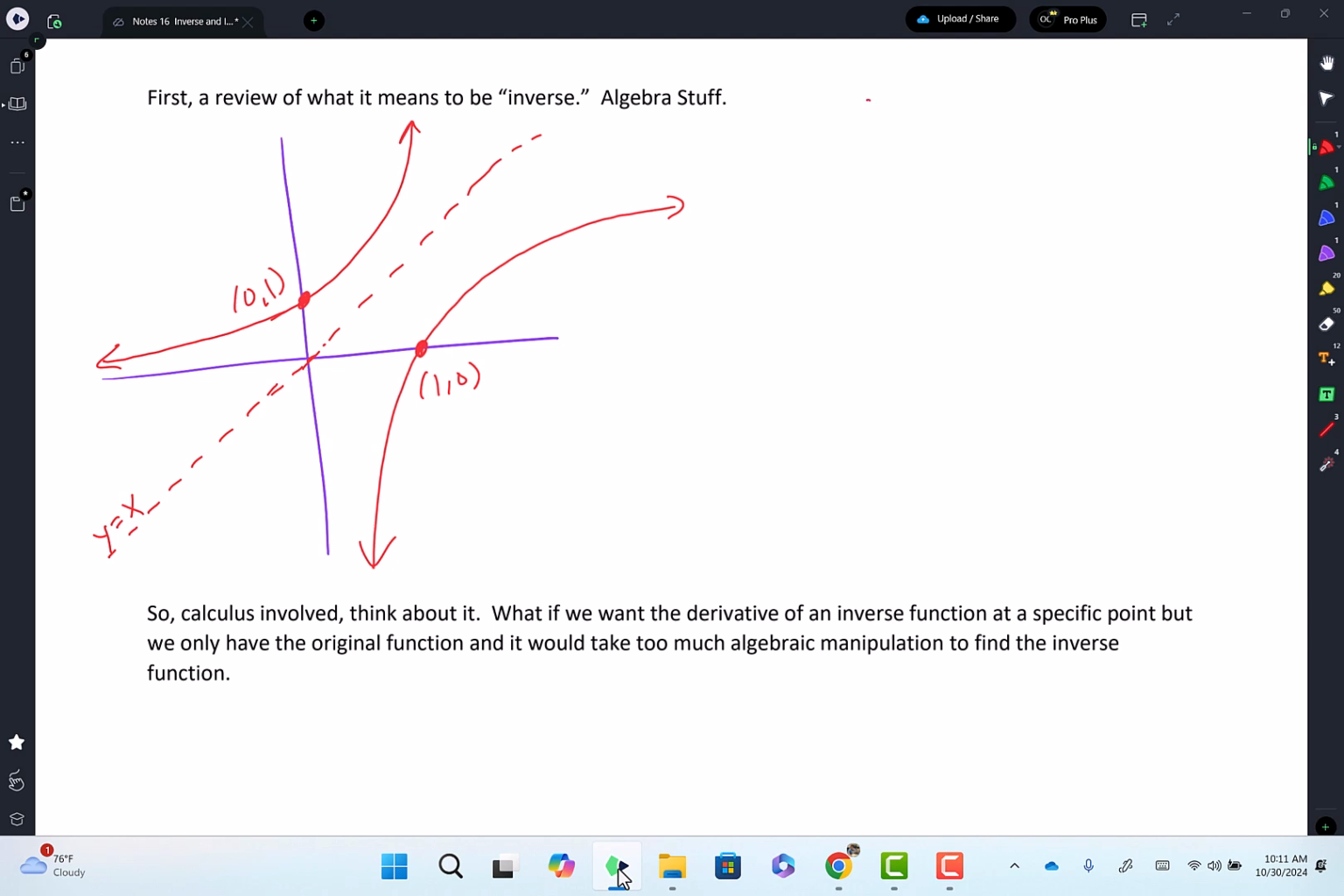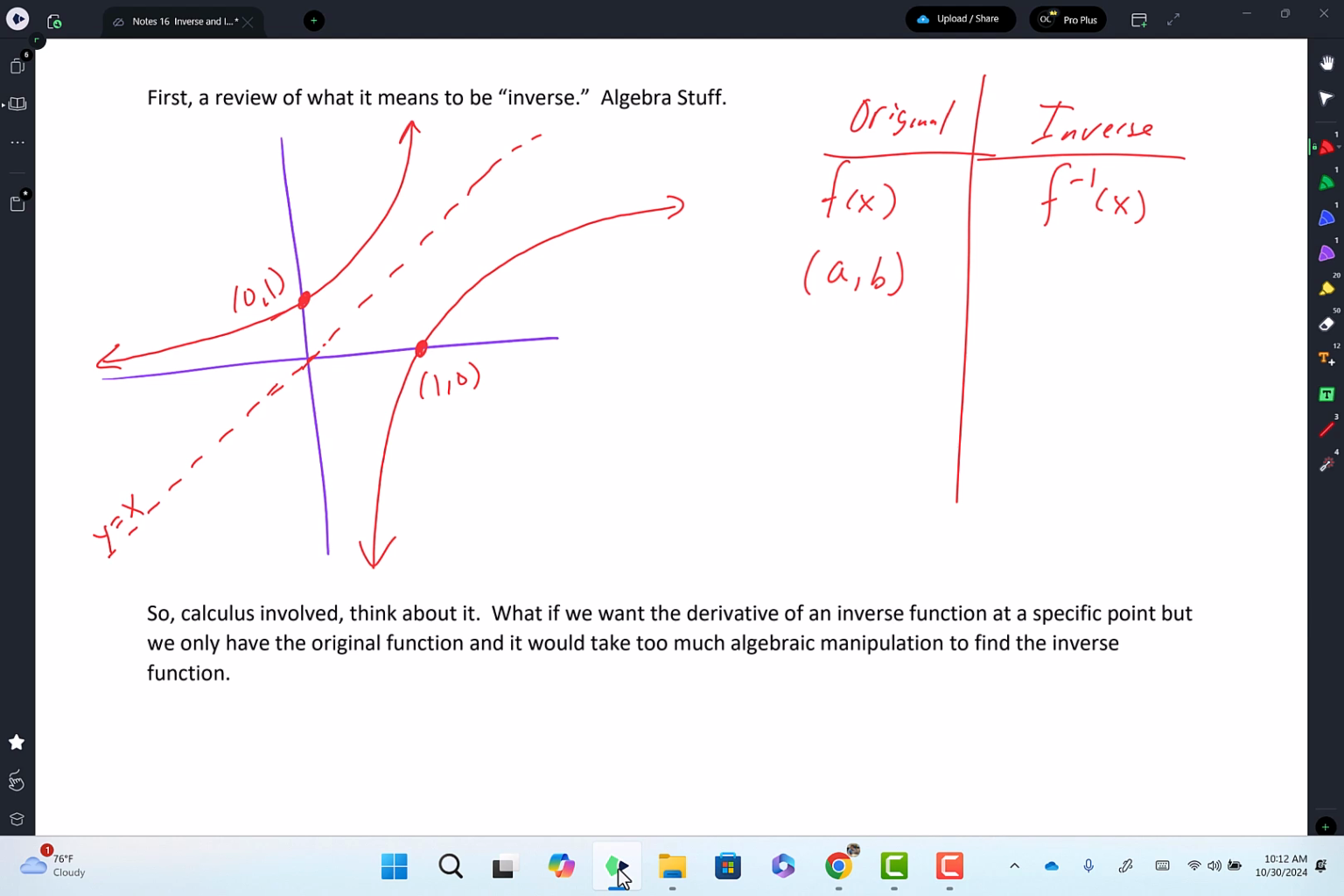So what do you remember? I'm going to call it original, and I'm going to call it inverse. Usually, we call the original f of x. We call the inverse f to the negative 1 of x. That's how you denote an inverse function. You have a coordinate point (a, b). When you find the inverse of that same coordinate point, it's (b, a), because your x and y switch, because of y equals x.